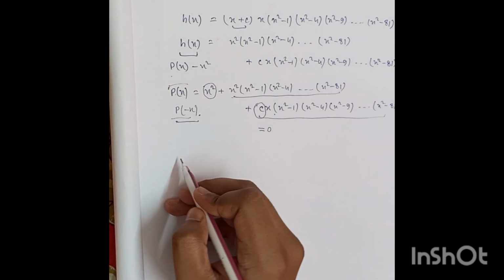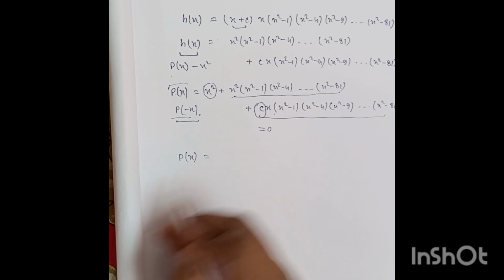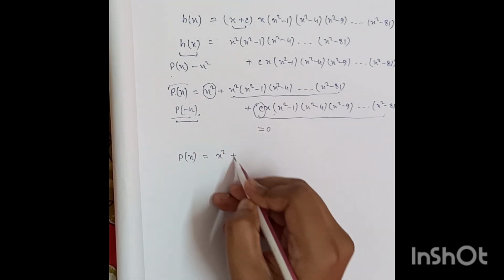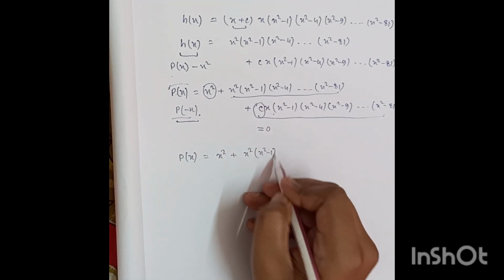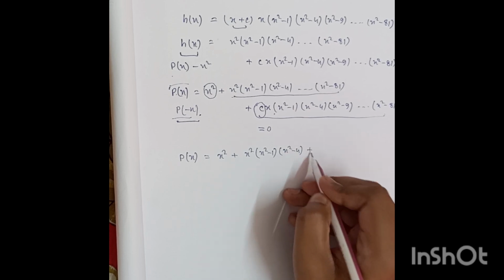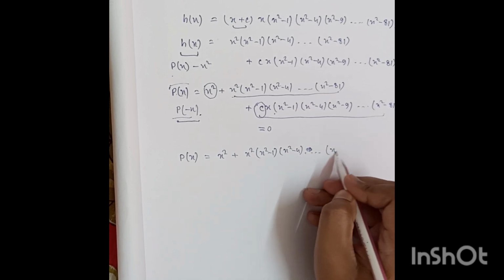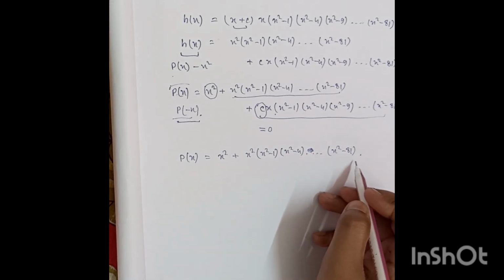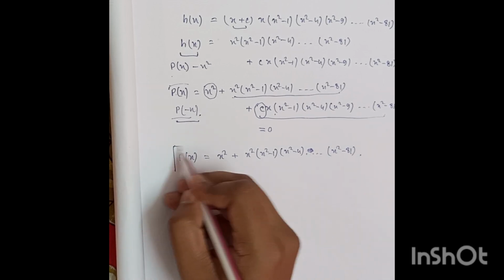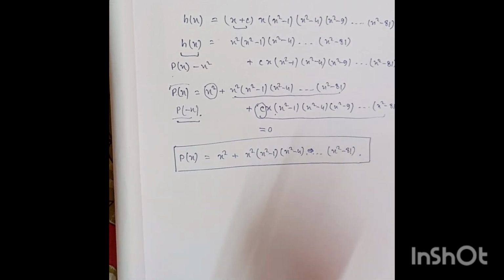That means p(x), as we find it, becomes x square plus x square times (x square minus 1) times (x square minus 4) and so on up to (x square minus 81). This is our polynomial p(x).